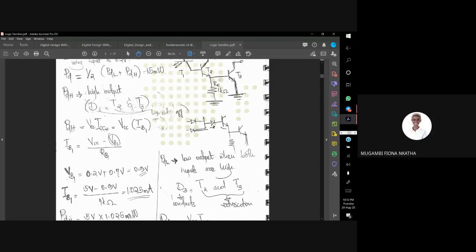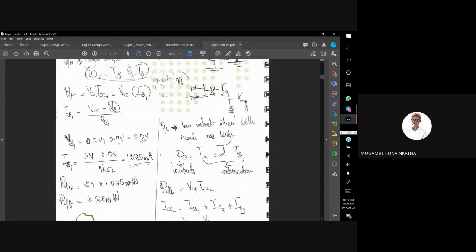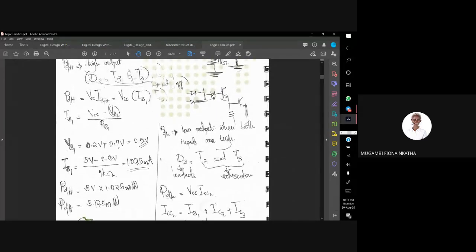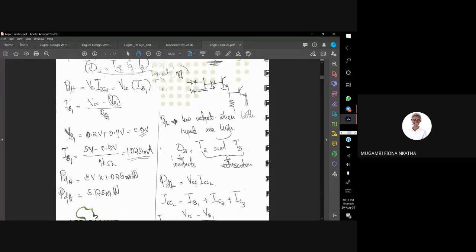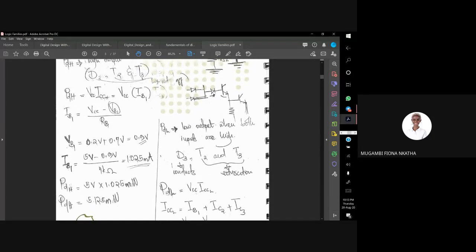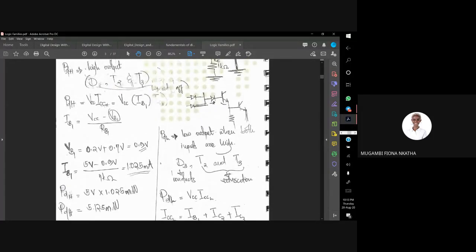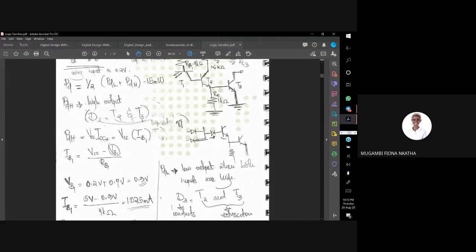Okay, yes, thank you. Low input is 0.2 volts. So PDH will be equal to 5 volts times the current 1.025 milliamperes. You get 5.125 milliwatts. So that's for a high output. So now we need to find our power when we have a low output.